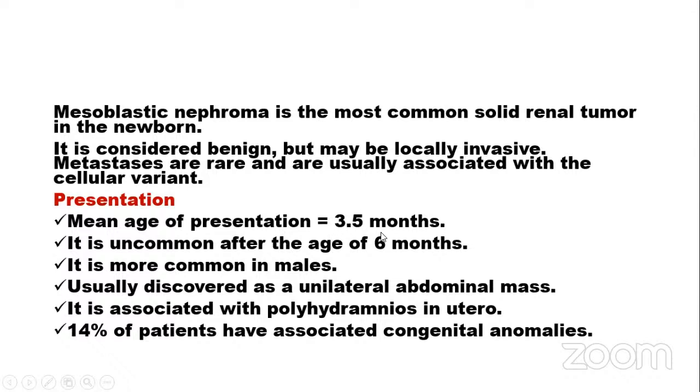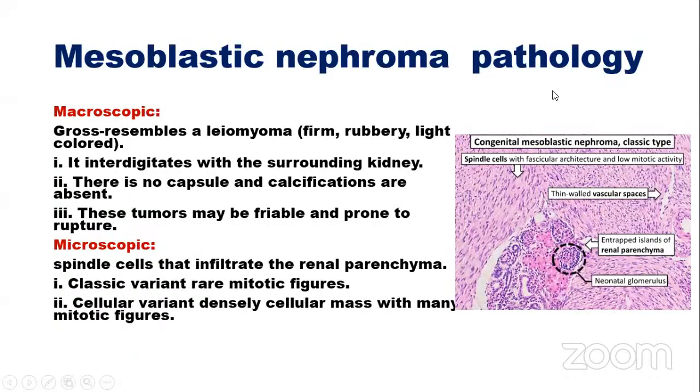In the mean age group of 3.5 months, it is more common in males, usually discovered as a unilateral abdominal mass associated with polyhydramnios in utero, and 14% of the patients have associated congenital anomalies. Congenital mesoblastic nephroma grossly resembles a leiomyoma, and it is fairly rubbery. It is integrated with the surrounding kidney. There is no capsule, and calcifications are absent. This tumor may be friable and prone to rupture.